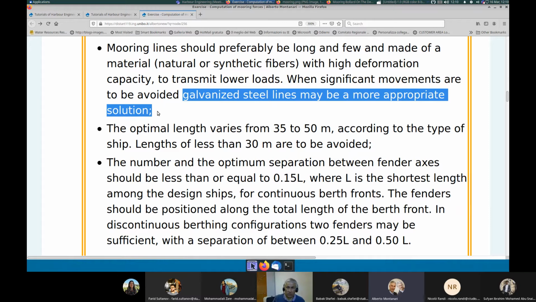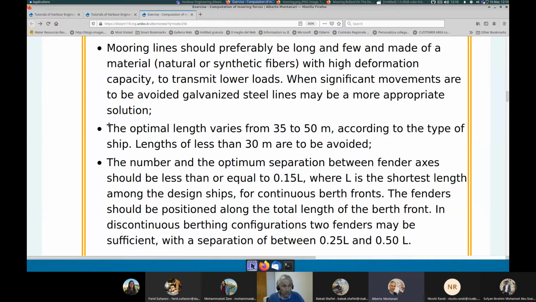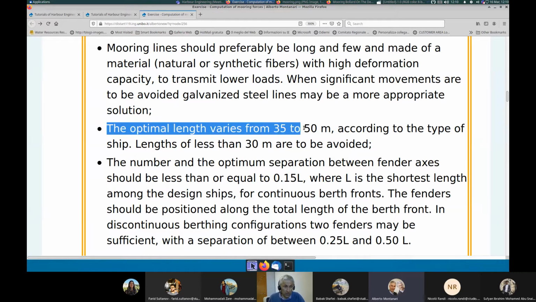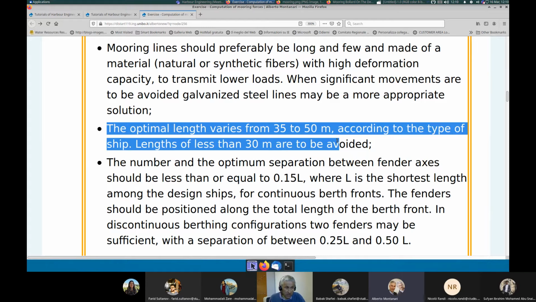There are situations in which you don't want the ship to move, absolutely. And then steel lines may be more appropriate in this case. But of course, you have to take into account that the elasticity is reduced. Optimal length of mooring lines varies from 35 to 50 meters according to the type of ship. Lengths of less than 30 meters generally are to be avoided because they have too low elasticity.